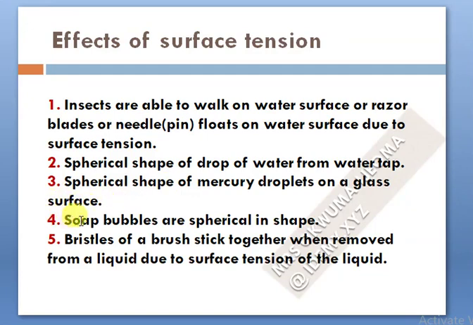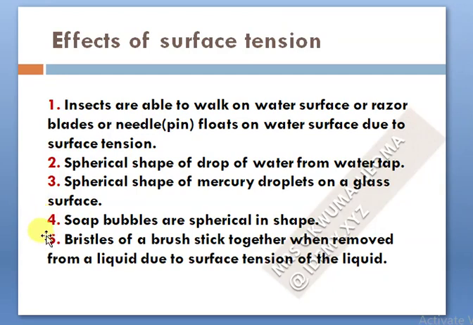Now, number 4, soap bubbles are spherical in shape. When you form bubbles with soap and blow it, they can form something like what? Balloon. Children used to do that. The soap bubbles, you can use it to form a balloon, spherical shape. What is holding it together is as a result of the surface tension of that liquid.